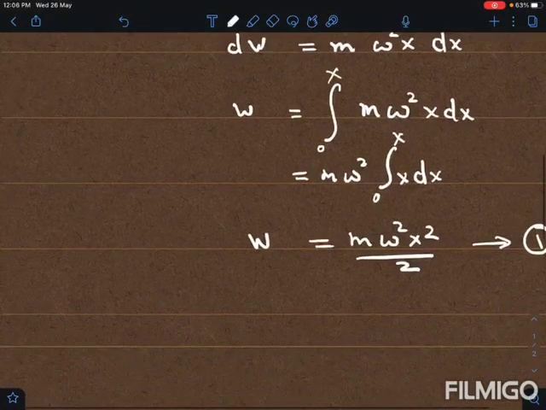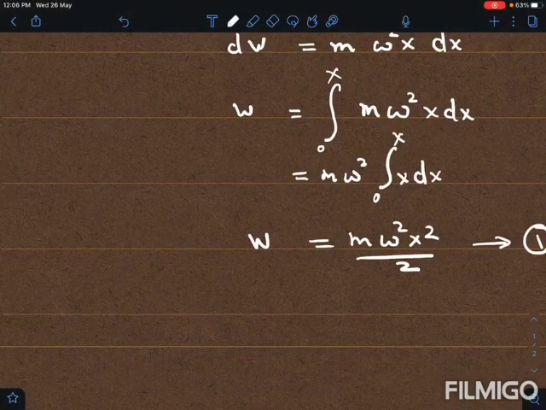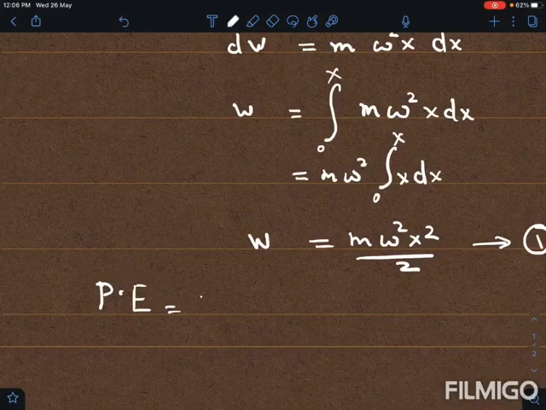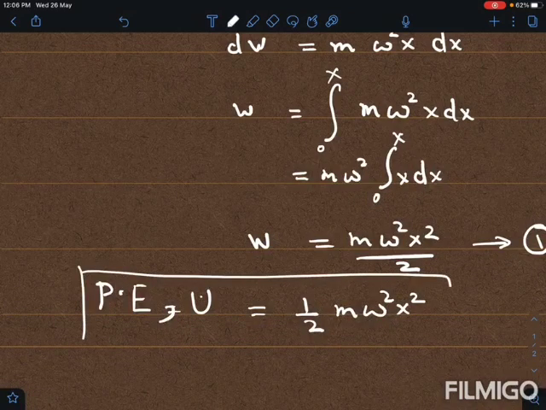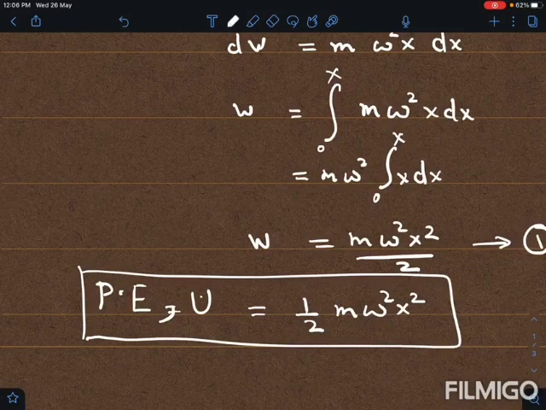Therefore, this work is stored as potential energy. So you can write it in terms of potential energy, and we give it the simple capital U, equal to half m omega square x square. That's my equation 1.